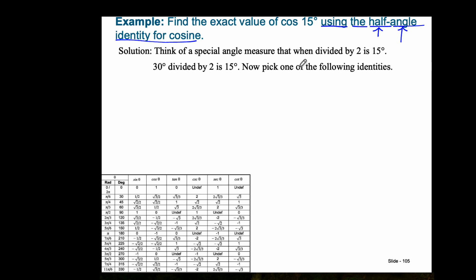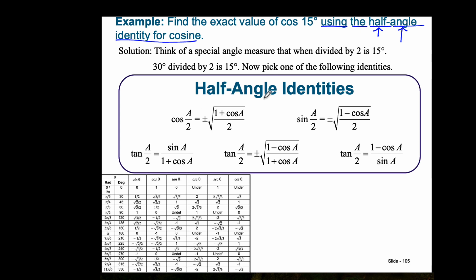So now we're going to pick one of the following half angle identities. See how this is half of angle A, half of angle A, half of angle A, half of angle A, and half of angle A. And for these ones, one option for cosine, one option for sine, 3 different options for tangent. One is typically easier than the others, just dependent on our information. So let's pick one. We're being asked to find the exact value cosine of 15, so we want to go with this one here.